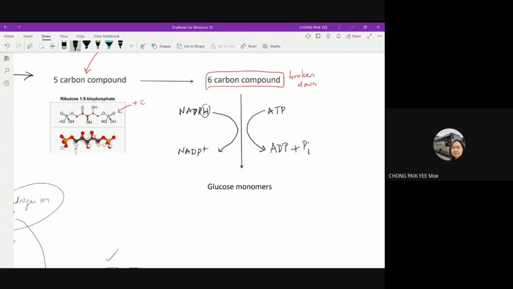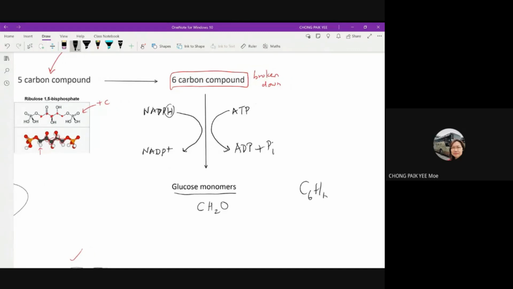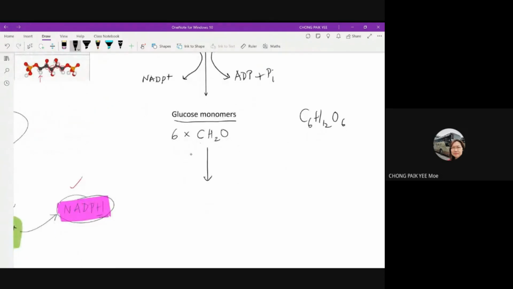So in other words, what you're going to form is you are going to get your glucose monomer. Okay, monomer is something like you'll have a C and the H2 and the O here, but it's not enough to make your glucose. Glucose is C6H12O6. All right, you need 6 of it. So this cycle has to happen 6 times. You need 6 of these glucose monomers before you can form a C6H12O6. And that is your glucose.